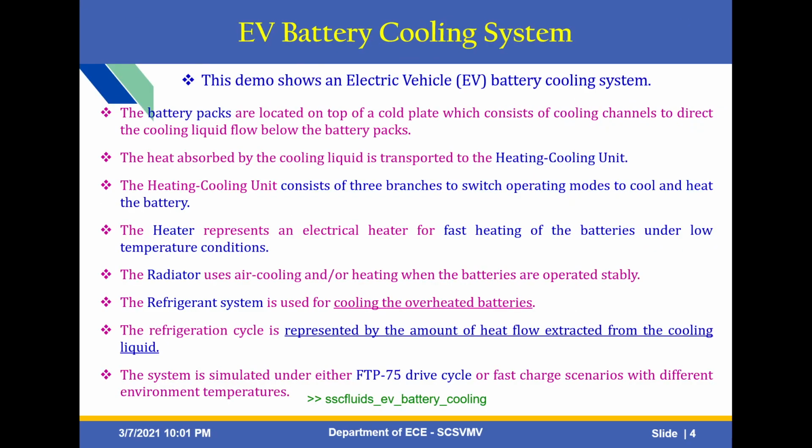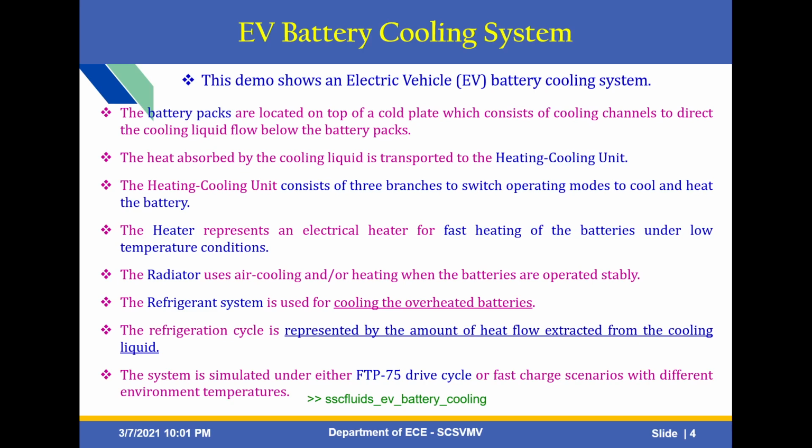Then these are the components of the EV battery cooling system. First, battery packs are located on top of a cold plate, which consists of cooling channels to direct the cooling liquid flow below the battery packs, and the heat absorbed by the cooling liquid is transported to the heating cooling unit. The heating cooling unit has 3 branches to switch operating modes to cool or heat the battery. Here there are 3 subsystems available in the heating cooling unit. The first one is the heater, the second one is the radiator, and the third one is the refrigerant system.